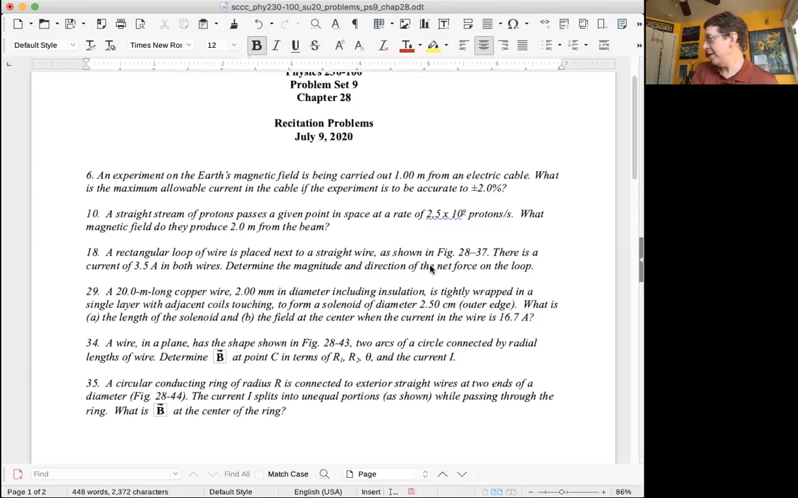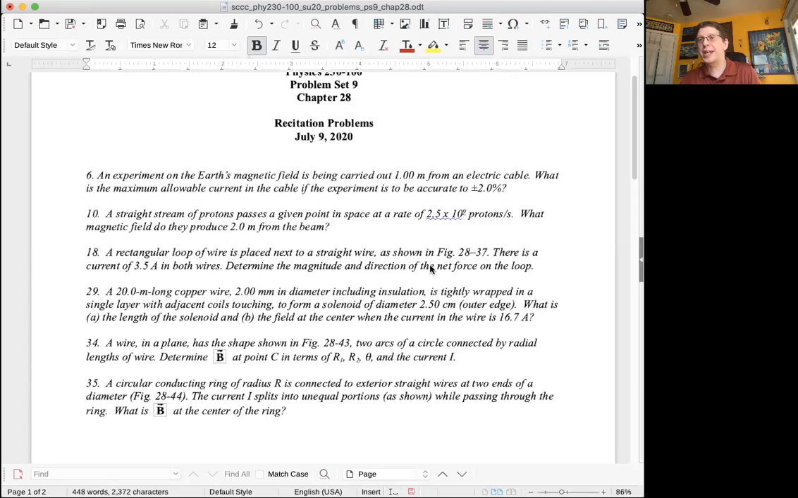A circular conducting ring of radius R is connected to exterior straight wires at the two ends of a diameter. So basically you have a circle, and the current goes in both directions and then reconnects. The current splits into unequal portions, so the circular segments do not get the same current. While passing through the ring, what is B at the center of the ring?